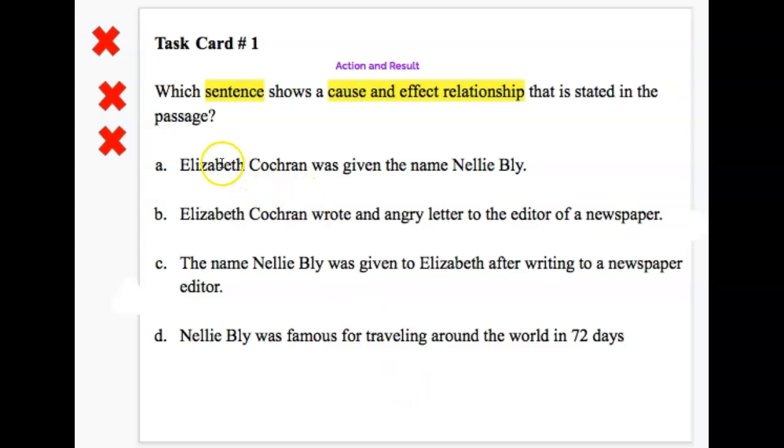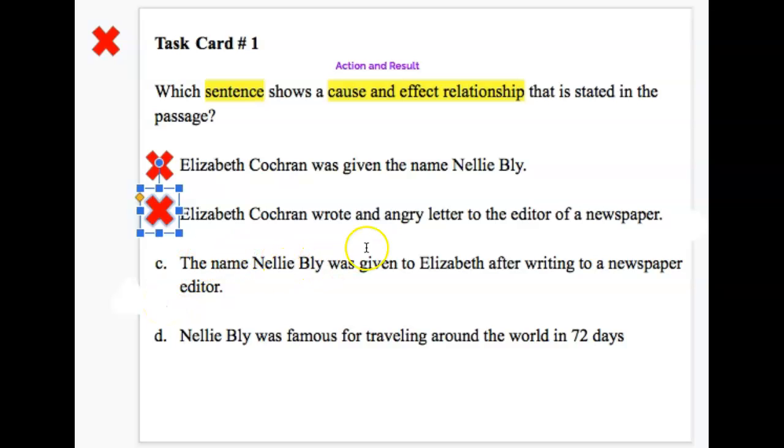So let's go through our choices. Elizabeth was given the name Nellie Bly. Okay, here we have a result, but we don't have the action. It doesn't say what caused her to have this name. So that cannot be our choice. Elizabeth wrote an angry letter to the editor of the newspaper. Once again, that gives us a result, but we don't know what action caused her to write this angry letter.